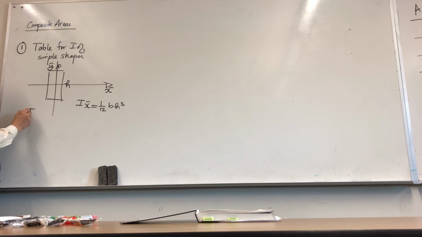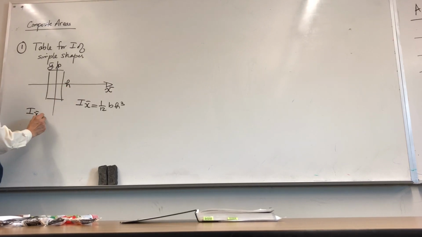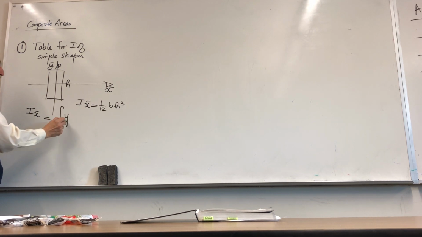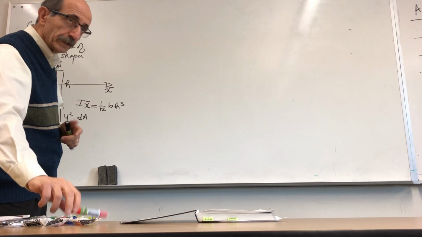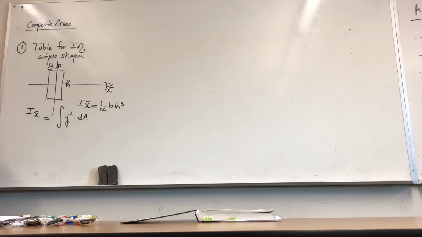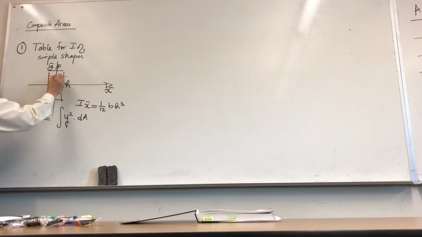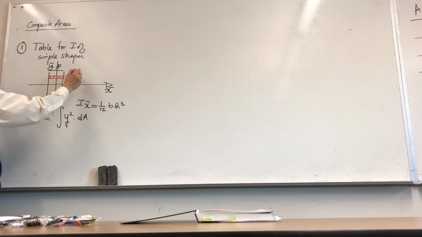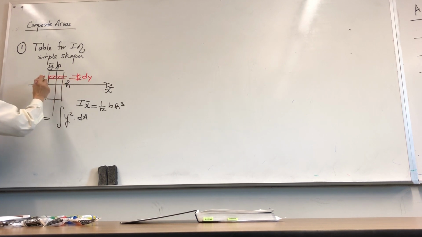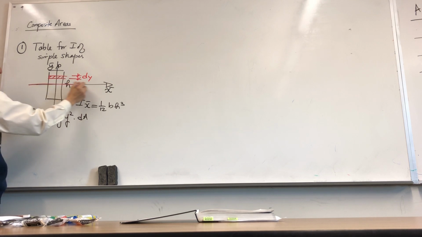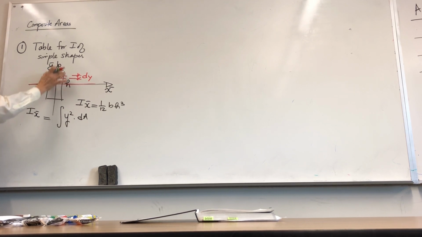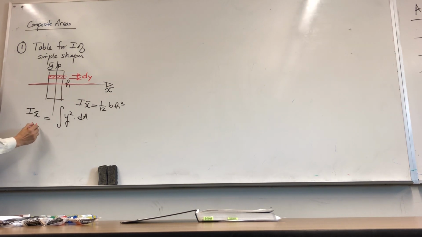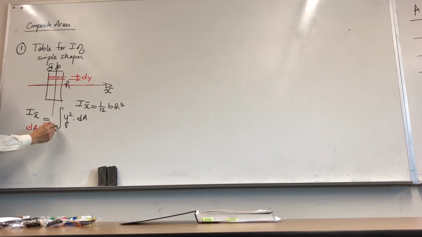Okay, how do we do that? Say I with respect to this axis is the integral of y squared dA. And what was dA? It is a differential area with sides parallel to the x-axis, right? So I will do that. So this is dy, and I'm going to find that with respect to this axis, except that in this case, the width of this area is constant. So dA, in this case, would be simply b times dy.